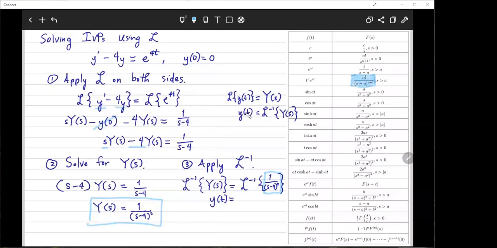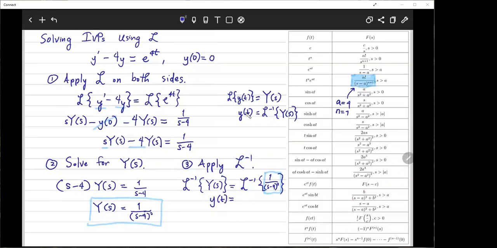n factorial over (s minus a) raised to n plus 1. So swak yung numerator natin dito kasi 1 lang siya. If we set n to be 1, then we get 1 factorial, which is 1. And then we set a to be 4 kasi s minus a dito, and we have s minus 4. So a equals 4, and then n equals 1. Yung denominator dito sa table natin will become (s minus 4) raised to 1 plus 1, or 2.